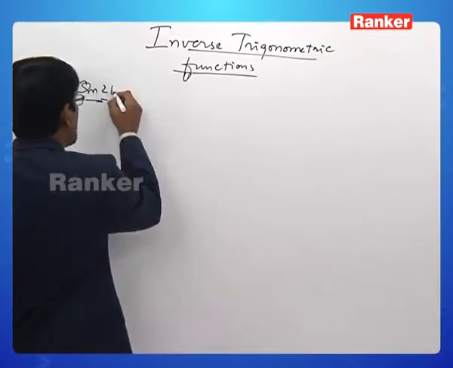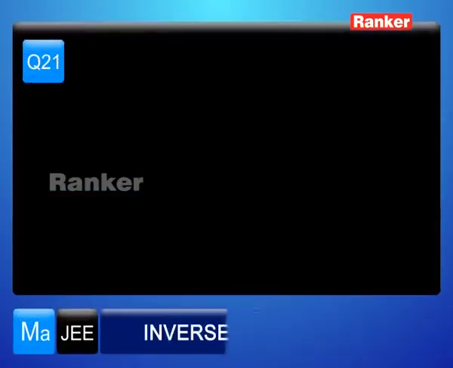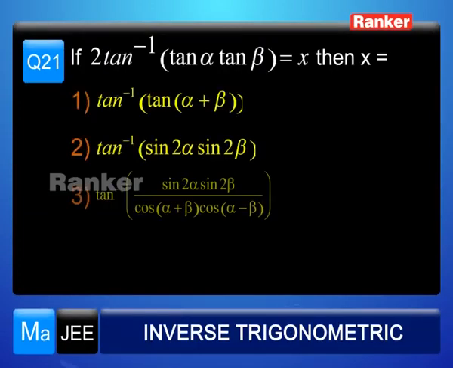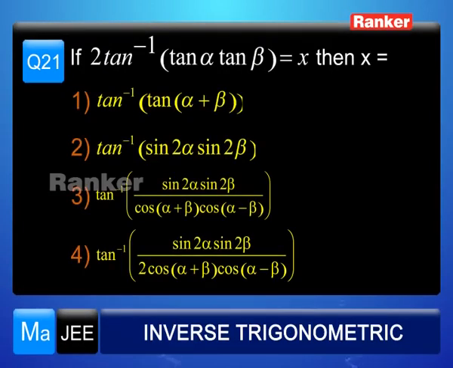Next question, question number 21. If 2 tan inverse of tan alpha into tan beta is equal to x, then x can be also expressed as: first option, tan inverse of tan of alpha plus beta; second option, tan inverse of sine 2 alpha into sine 2 beta; third option, tan inverse of sine 2 alpha into sine 2 beta by cos of alpha plus beta into cos of alpha minus beta; fourth option, tan inverse of sine 2 alpha into sine 2 beta by 2 into cos alpha plus beta into cos of alpha minus beta.